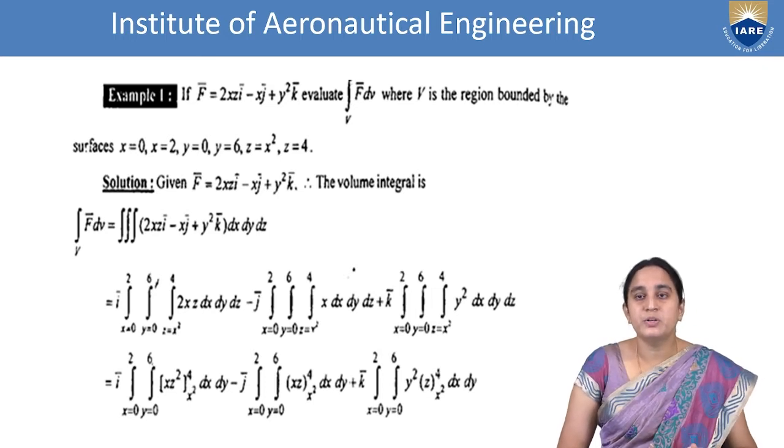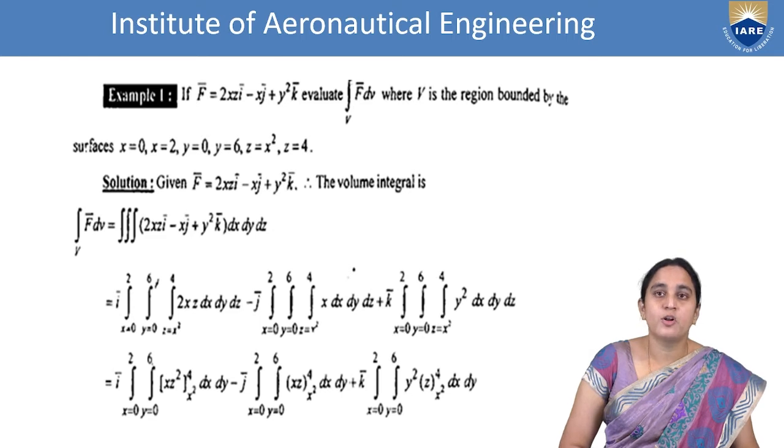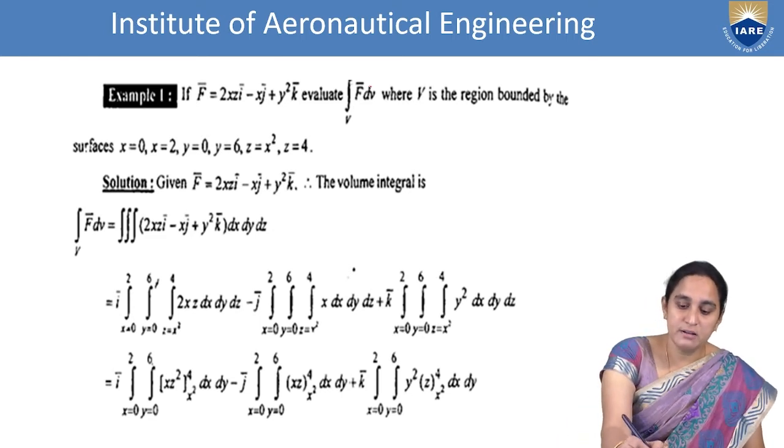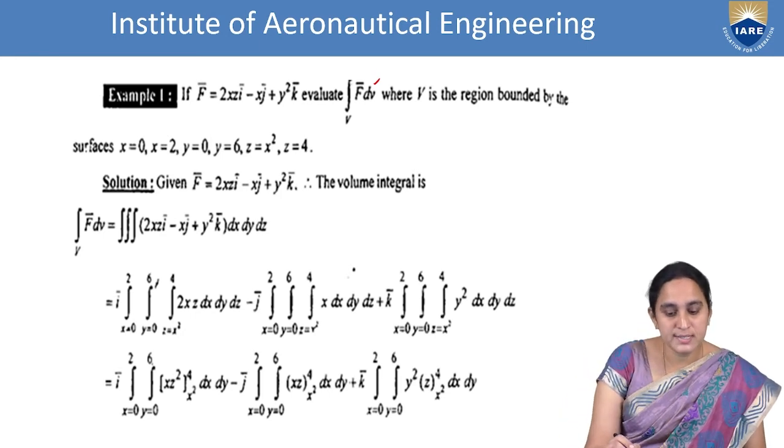Here V is bounded by the surfaces x is 0 to 2 and y is 0 to 6 and z is equal to x square to 4. Okay, that means what are these? These are the limit points of x, y and z. Okay, now we can calculate the triple integral form. That means the volume integral as integral over V of f bar dv. Okay, then the solution is here.